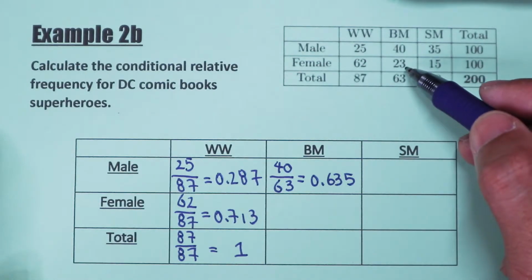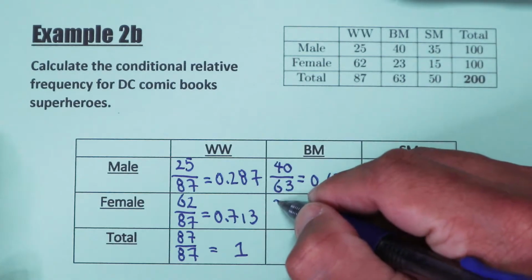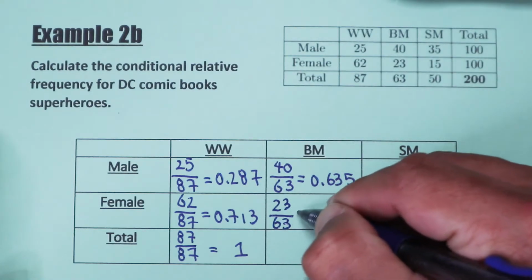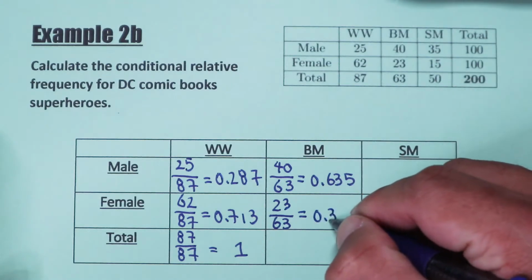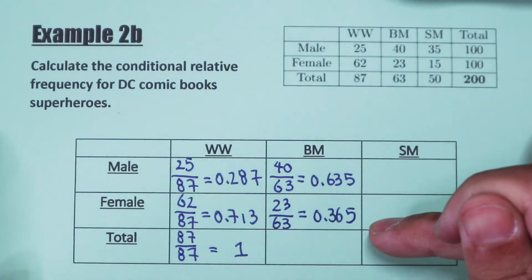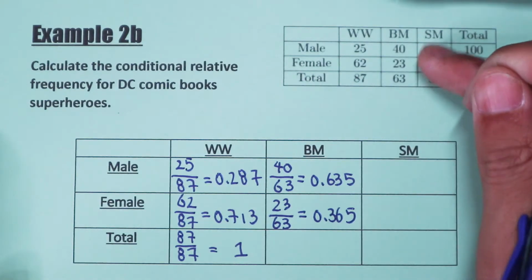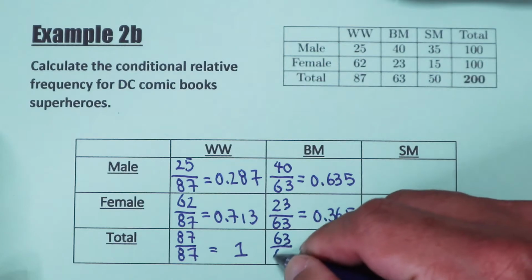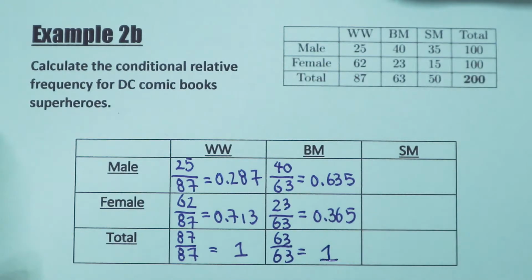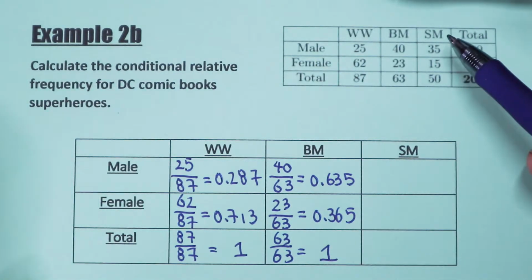Then female, there are 23 of them, right? So you're going to have 23 divided by 63. So 23 divided by 63 is 0.365, meaning that 36.5% of the people who like Batman are female. And then the total is just 63 divided by 63, which is just 1 there. Then finally we get to the Superman.